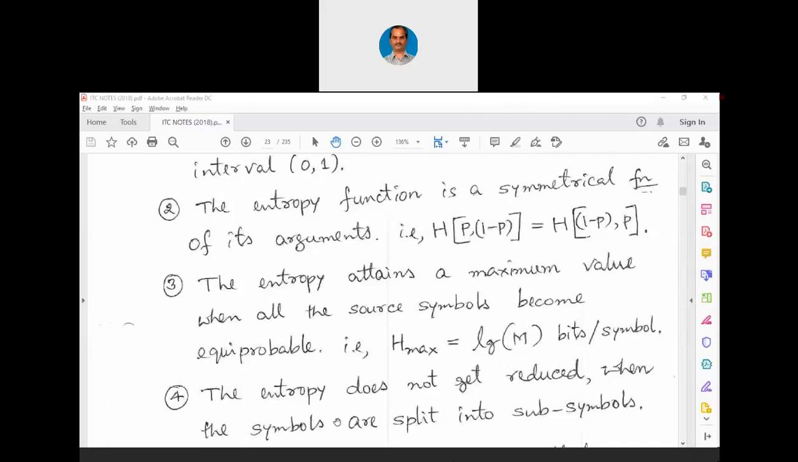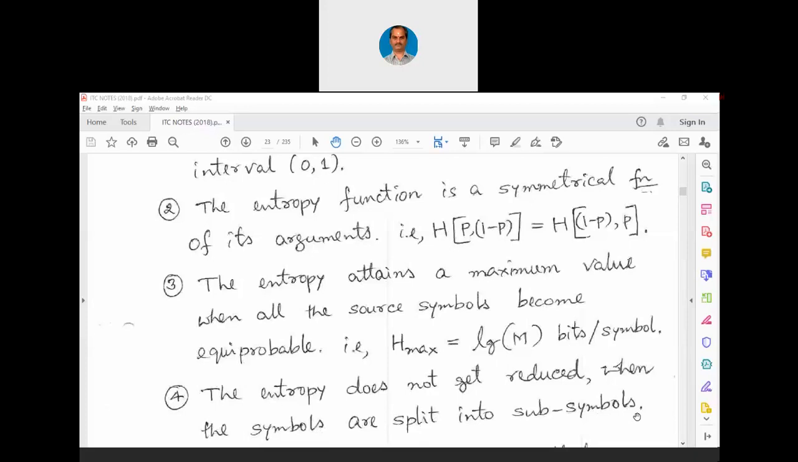Now, let me come back. Let me not give any crazy examples. The entropy does not get reduced when the symbols are split into sub-symbols. Why did I tell that example? Let us say in the word FATHER, F contains dots and dashes, T contains dots and dashes, A contains dots and dashes. That way the word father is constructed.